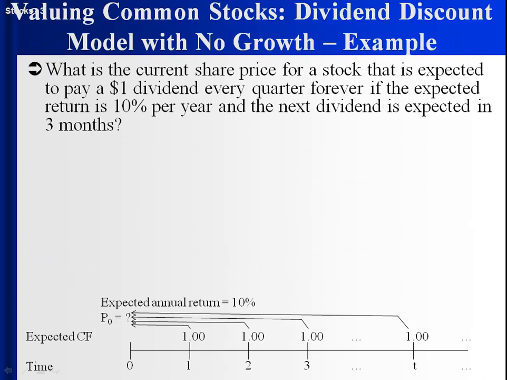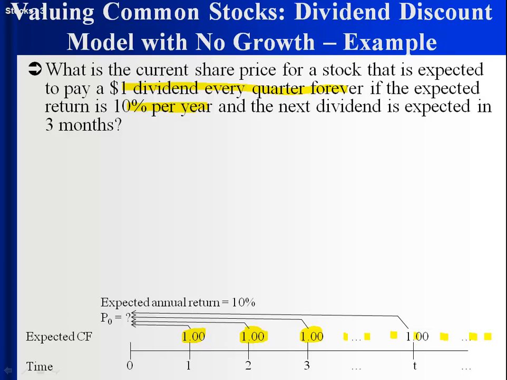So suppose we have a stock. It's expected to pay a $1 dividend every quarter forever. The expected return is 10% per year. The next dividend is expected in 3 months. So in 3 months we expect $1, 6 months we expect $1, 9 months we expect $1, forever and ever and ever. What's the current price today? It might be tempting to say, oh, $1 divided by 10%, boom, there's my price, because you might recognize that it's $1 forever and ever and ever.